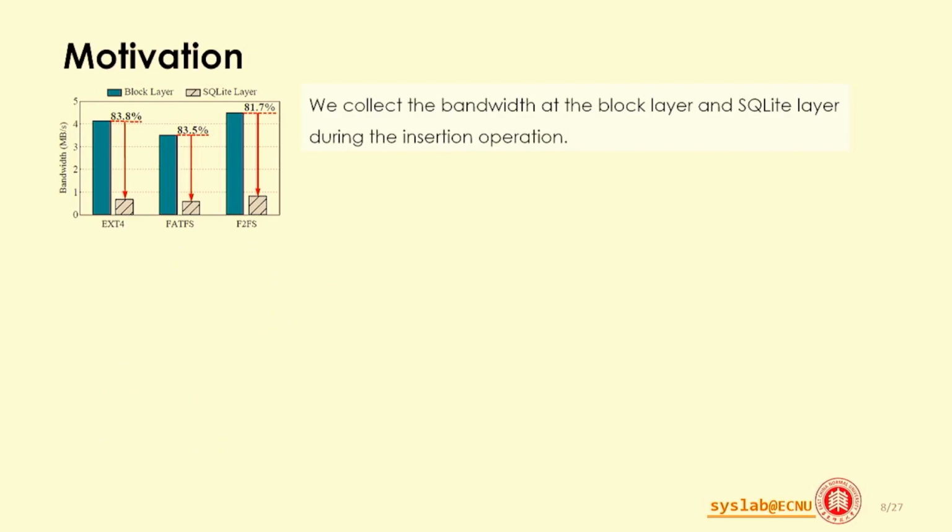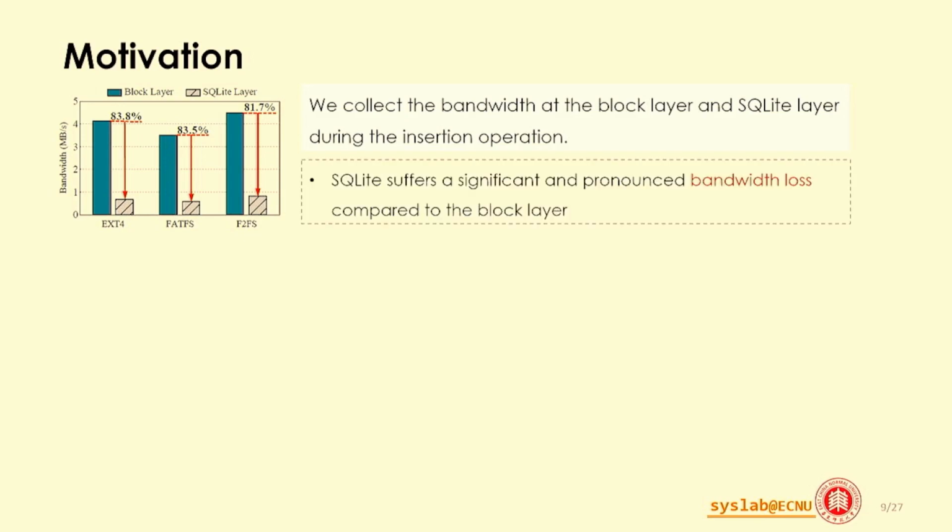Here we use Mobibench with SQLite as its test database to perform 4 kilobyte insert operations. We collect the bandwidth at the block layer and the SQLite layer during the insert operation. The figure shows that SQLite suffers from significant bandwidth loss compared to the block layer for all three file systems.